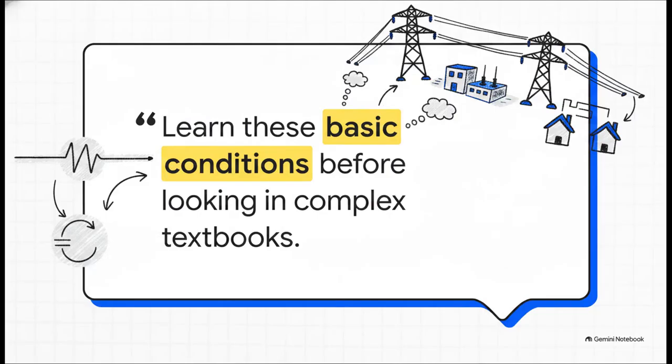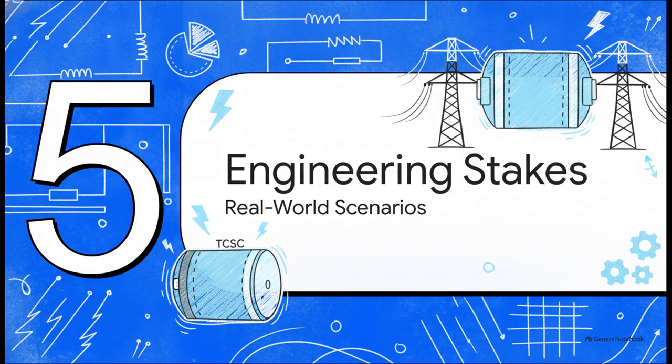I absolutely love this piece of mentorship advice from Sir Abrar Ali. He urges us to learn these basic conditions before going out and looking for answers in complex textbooks. And it is just so true. If you don't intuitively grasp the difference between zero impedance in series and infinite impedance in parallel, reading some heavy manual on converter-based devices is just going to leave you totally frustrated. Your time spent mastering these basics is absolutely crucial. Let's move on and see exactly how this builds in the real world. Section 5, real-world engineering stakes.